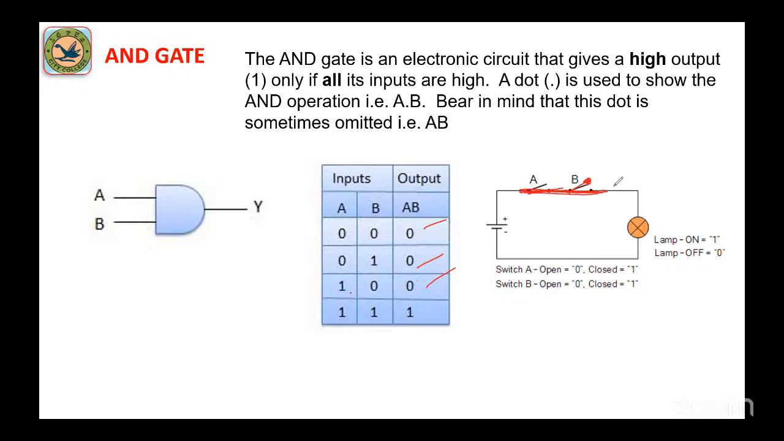When both the switches are closed, current is reaching the bulb like this. In this condition, the bulb will glow.